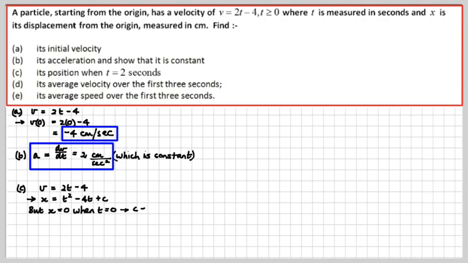Excellent. So therefore, we know that c is 0, and we know that x is t squared minus 4t. Okay, we're going to put a box around that. Oh, no, we're not. Sorry. Sub t equals 2. What are we trying to do again? Oh, yes, the position when t is 2 seconds. Right, put it in, and we get minus 4 centimetres.